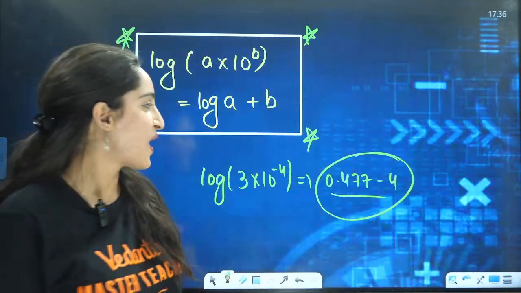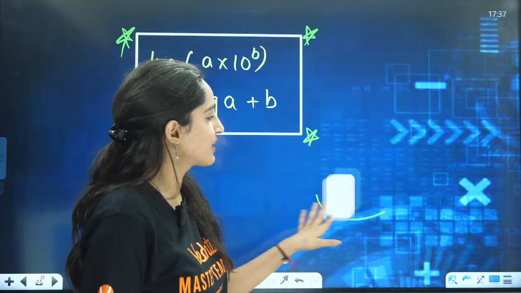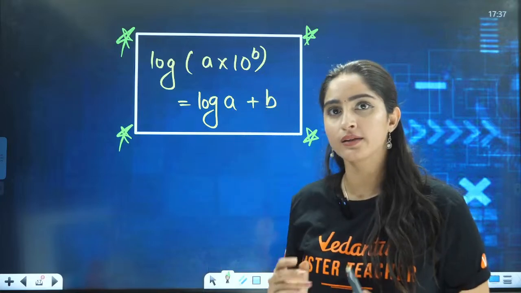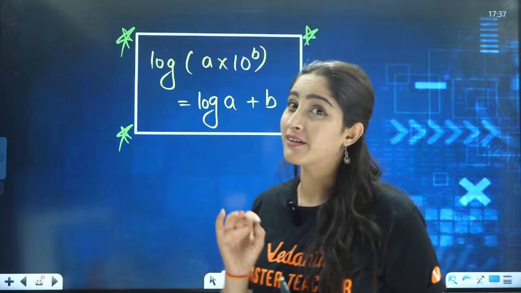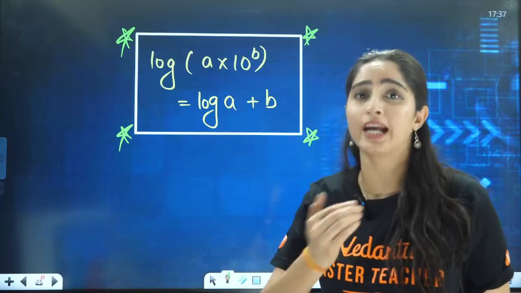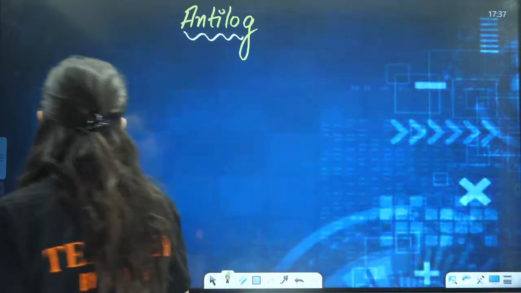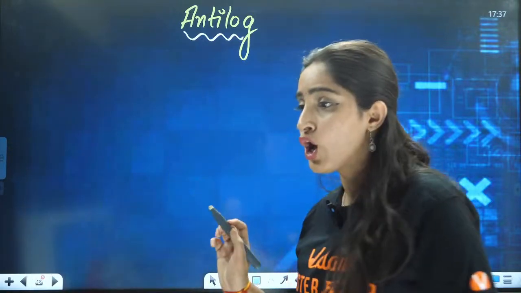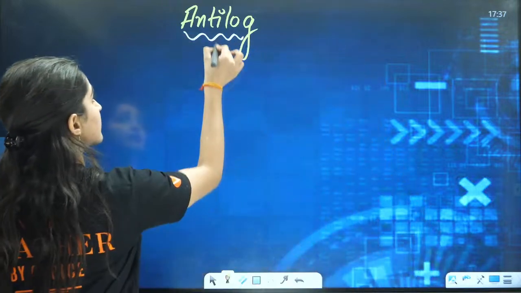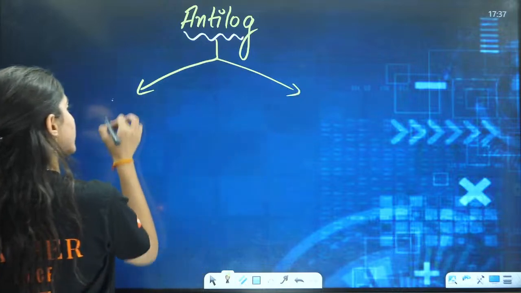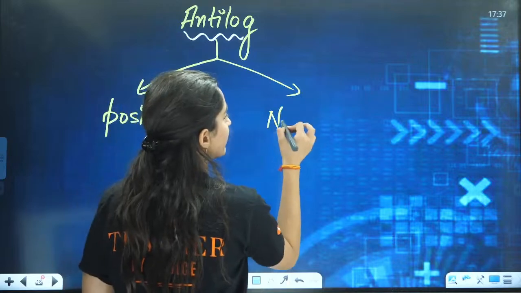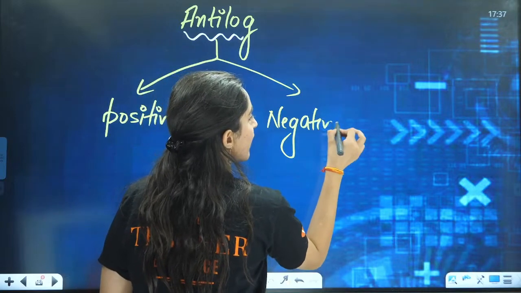So now the next thing is how to calculate antilog. Firstly we will talk in detail, then I will give you a simple trick for that. But you will only be able to understand the trick if you know the detailed version. Otherwise the trick is of no use to you. Now let us see antilog. Basically antilog is of two types: there is positive antilog and there is negative antilog.